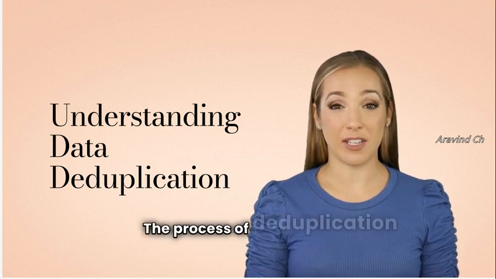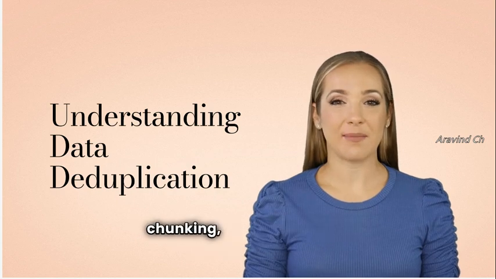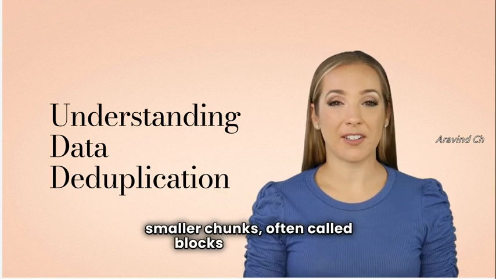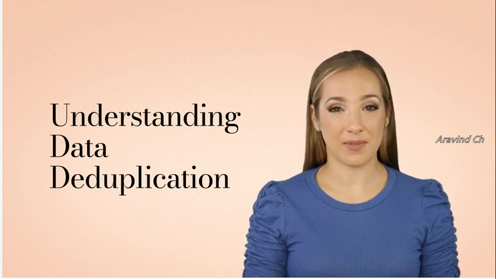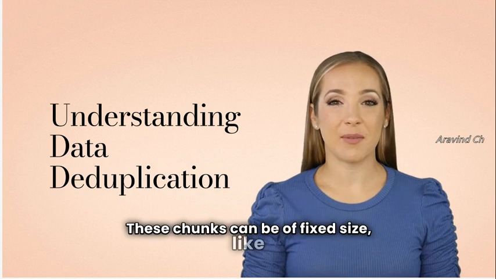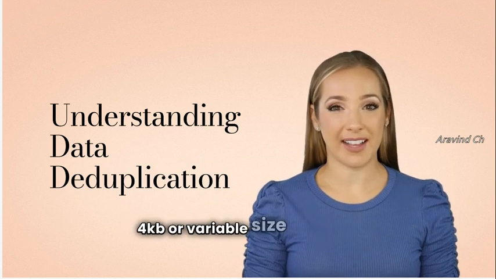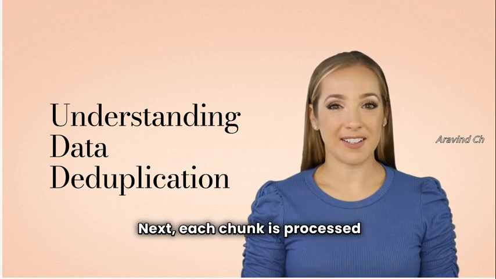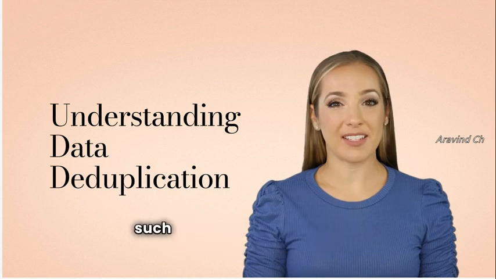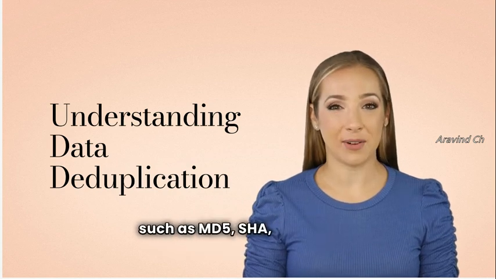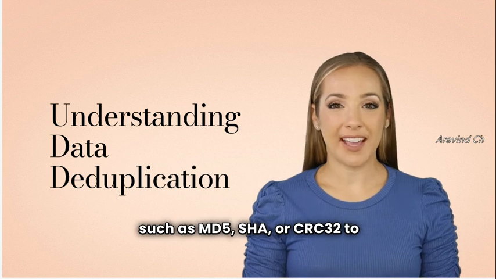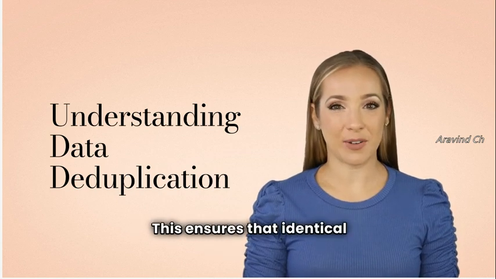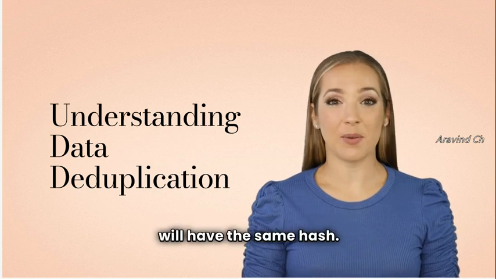The process of deduplication begins with data chunking, where the data is divided into smaller chunks, often called blocks or segments. These chunks can be of fixed size, like 4 KB, or variable size in variable length deduplication. Next, each chunk is processed using a hashing algorithm, such as MD5, SHA, or CRC32, to create a unique hash or fingerprint for that chunk. This ensures that identical chunks will have the same hash.